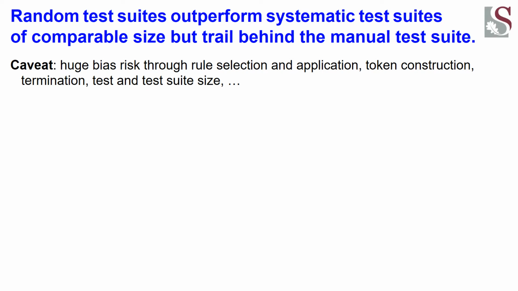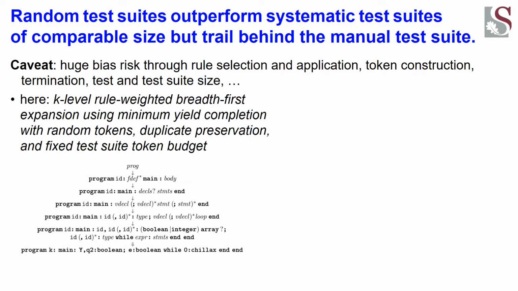Note that there is a huge risk of introducing bias into the constructed test suites. Just to give you an idea, we report the results using a K-level rule-weighted breadth-first expansion with minimum yield completion, with random tokens, duplicate preservation, and a fixed overall test suite token budget to create tests. But if you change any aspect, the results can change.